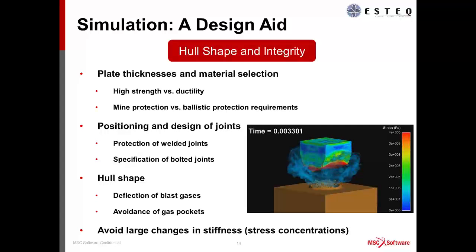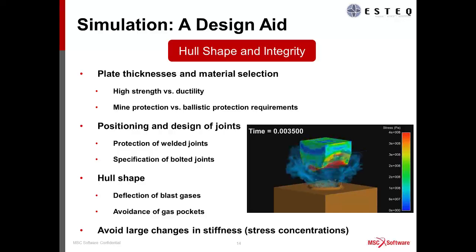The other thing that you're wanting to try and ensure is that you do not create any gas pockets. And by gas pockets, I mean areas on the hull where gas can collect and not be deflected or escape easily. And what happens in those gas pockets is very high pressures result, which can lead to punch-out failures of the hull. So you're typically trying to ensure that gas from the blast can easily be deflected away.